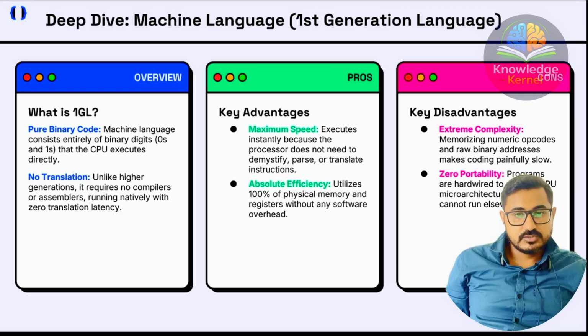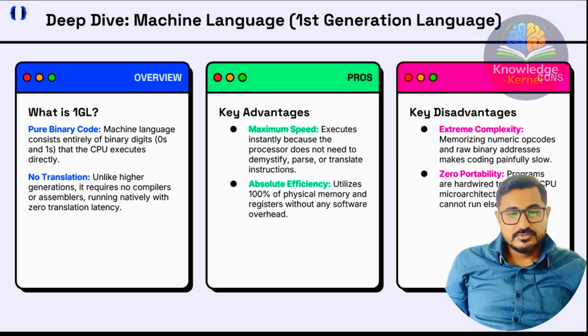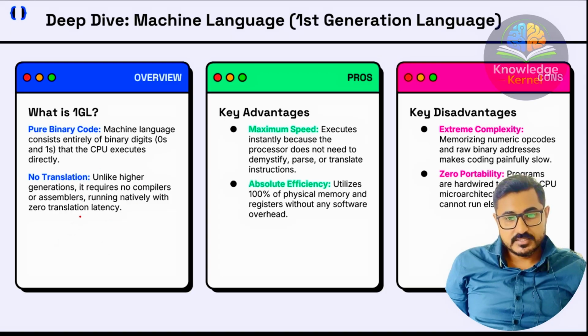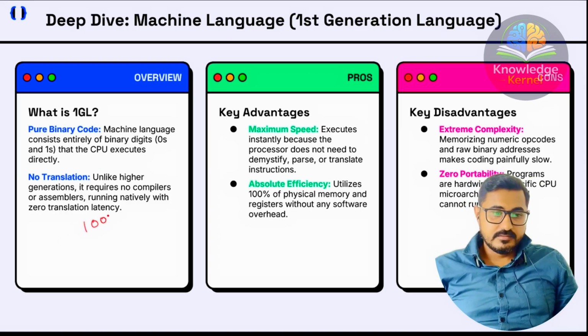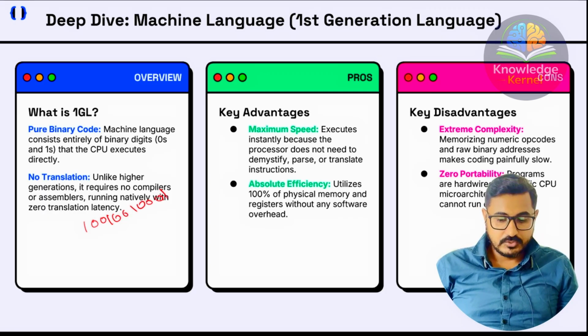But there are drawbacks also for machine language. First of all, it is extremely complex. Even for a simple task like adding, multiplying, or any other instruction you have to perform on a computer, you have to memorize the combination of zeros and ones used for that particular task. Memorizing these sequences of zeros and ones is a huge and complex task for a human. This makes machine language one of the most difficult languages for humans.